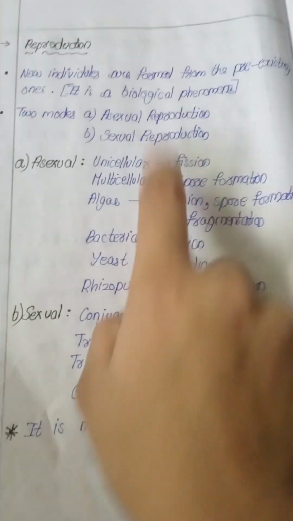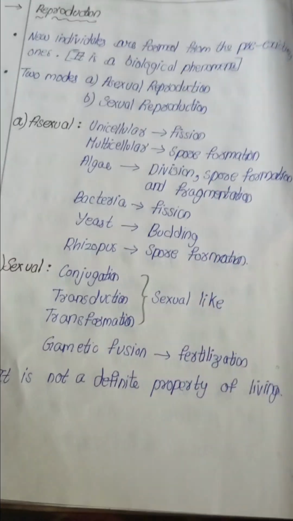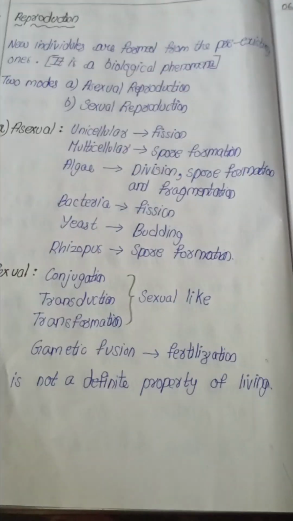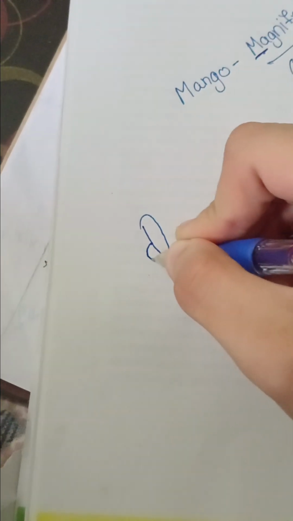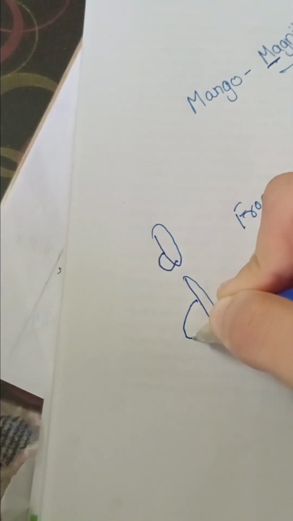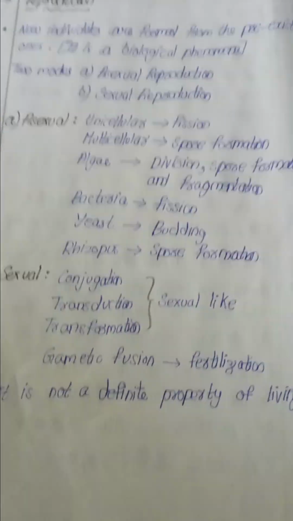Bacteria also reproduce by fission, like amoeba. Yeast reproduces by budding. Budding means buds form, and the buds break off once they have grown completely. Let me show you budding. Suppose this is an organism. A bud is formed here. Slowly the bud grows, and later it gets detached from the organism, and another organism is formed. This is called budding. Rhizopus is again spore formation.